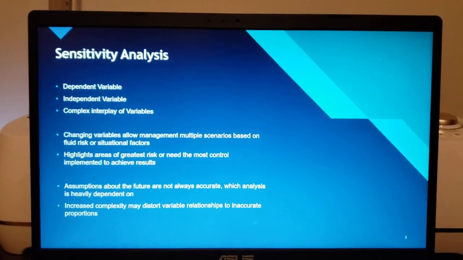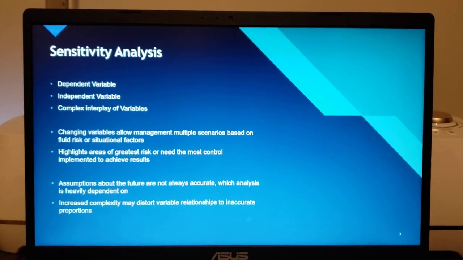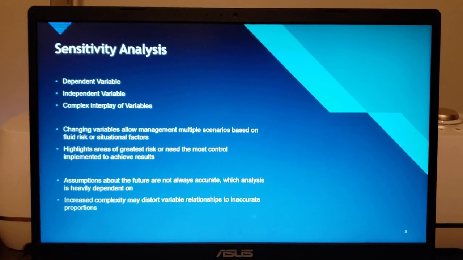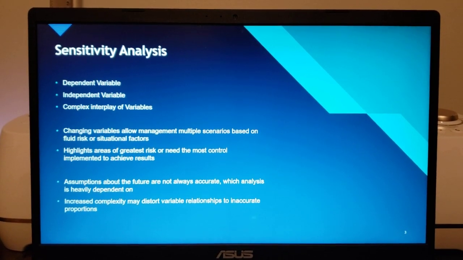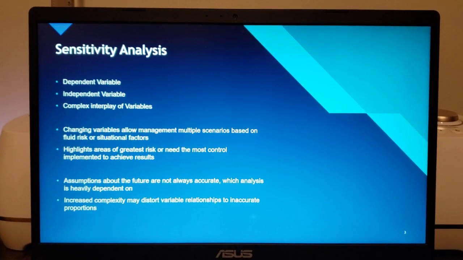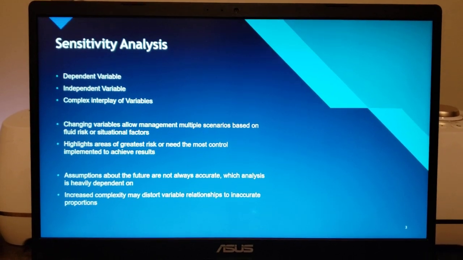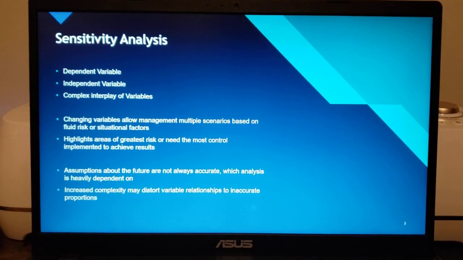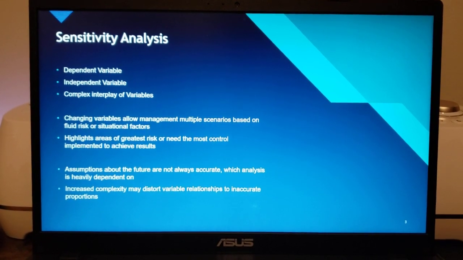Sensitivity analysis is based off of the dependent variable. That's going to be the outcome that we're looking for. And that dependent variable changes based off of the independent variable. The independent variable is going to be something that changes that's going to give us the outcome. And with the complex interplay of variables, the more variables that you throw in, the more complicated it'll get.